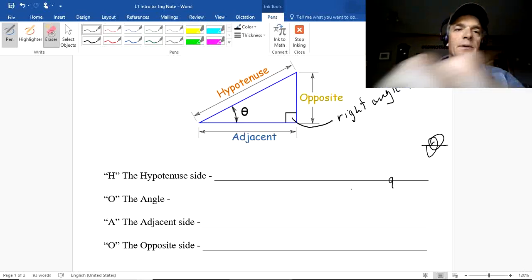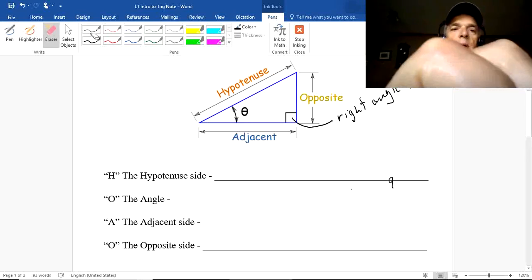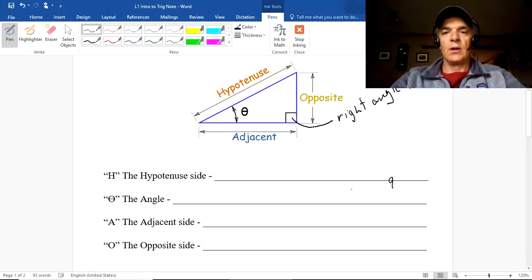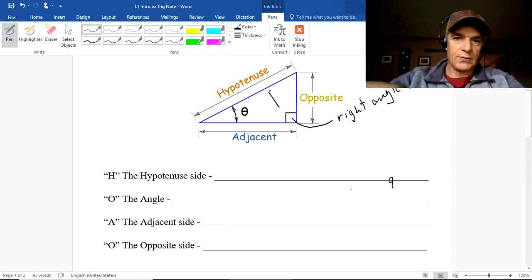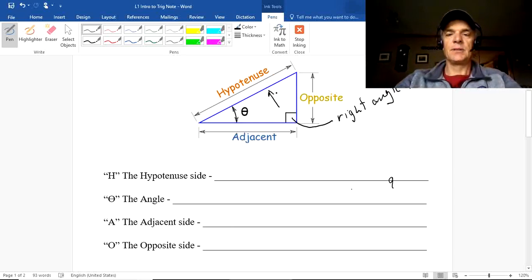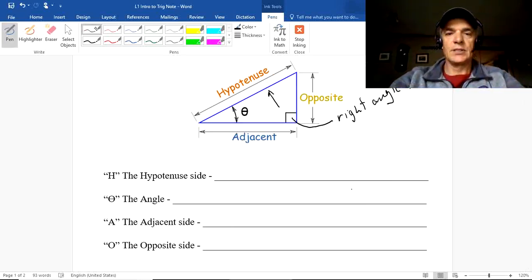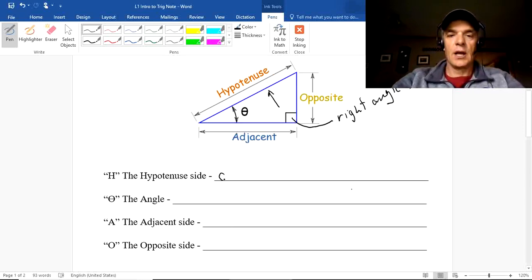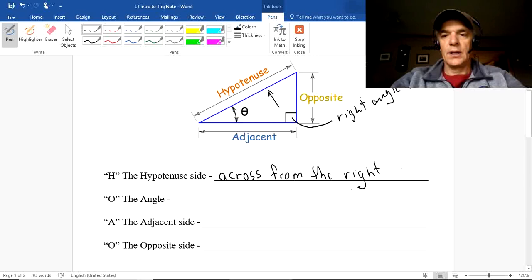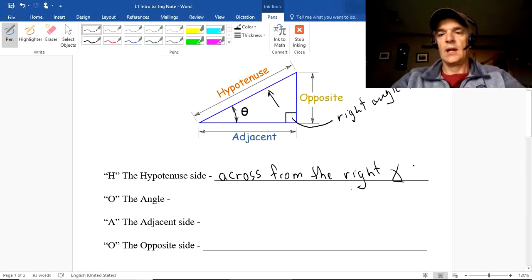I'm just going to erase this here. So that is my right angle. And always straight across from here is the hypotenuse. Sometimes I can use the word opposite, but I'm not going to use the word opposite. I'm going to use the word across. So the hypotenuse side is across from the right angle. And I'll use the symbol for angle.